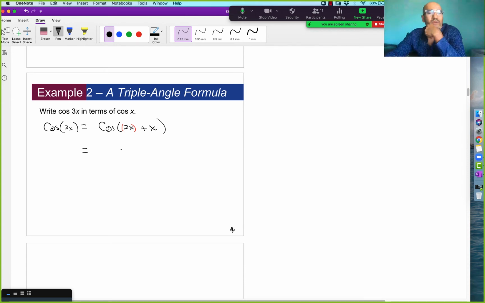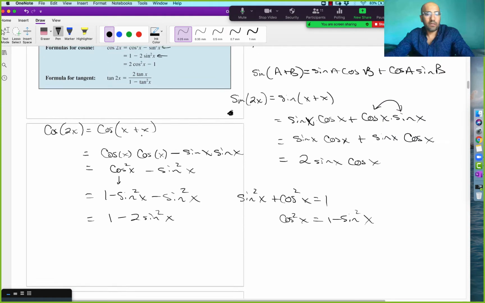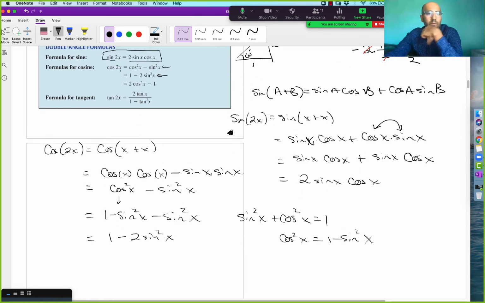So how about if we write it as, well, they only want cosine. Looking at these formulas up here, we have something involving addition. What do I want to do?